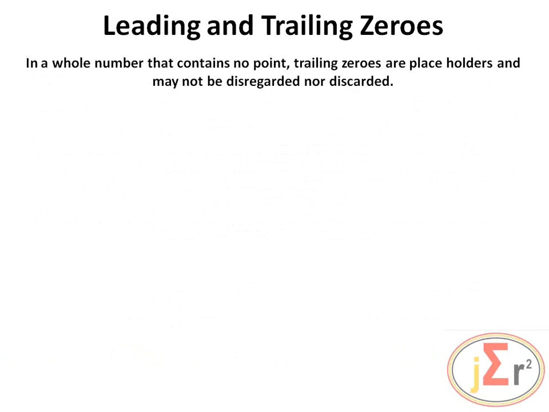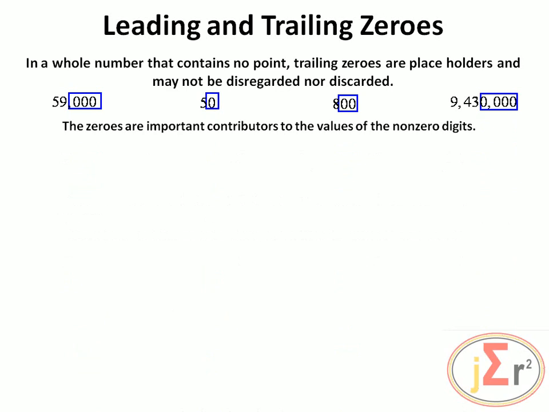In a whole number that contains no point, trailing zeros are placeholders and may not be disregarded or discarded. So take a look at those numbers. Those trailing zeros cannot be disregarded at all. The zeros are important contributors to the value of the non-zero digits.